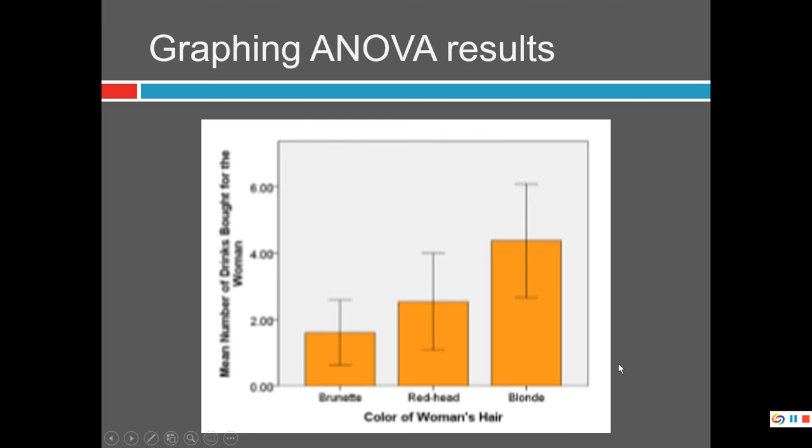The way that you graph ANOVA results, just like with a t-test, you would use a bar chart or histogram to represent these things with the groups on the x-axis and the dependent variable on the y-axis, including those standard error bars.